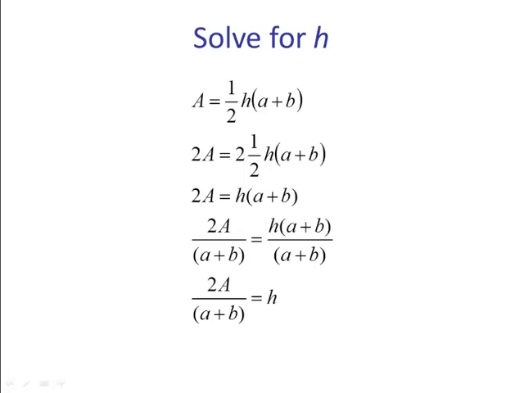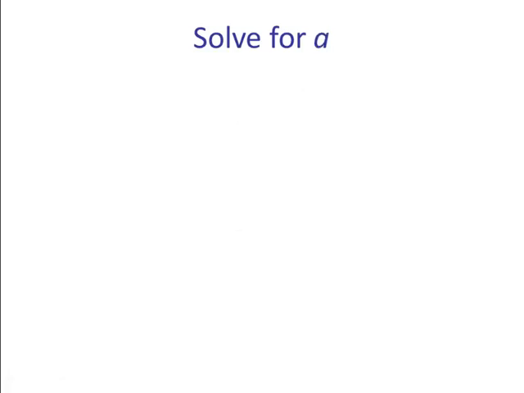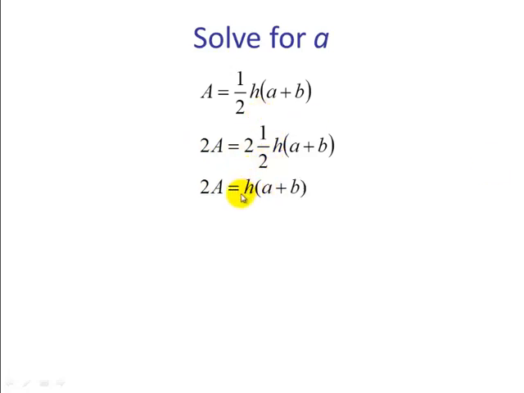Let's do part b. We're going to solve for little a. So we begin with the equation. I want little a to be all by itself. I need to get rid of the h, the 1/2, and the b. So the first thing, just like in the previous part a, I'm going to multiply both sides by 2 to get rid of the fraction 1/2. So now I need to get rid of the h and I need to get rid of the b. So the next step is to get rid of the h. So we divide both sides by h since it's multiplying.